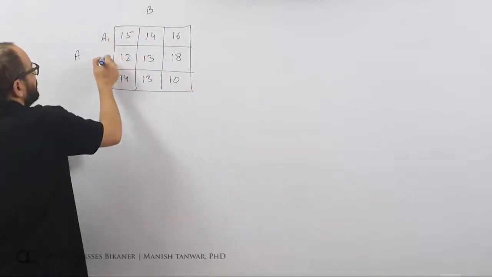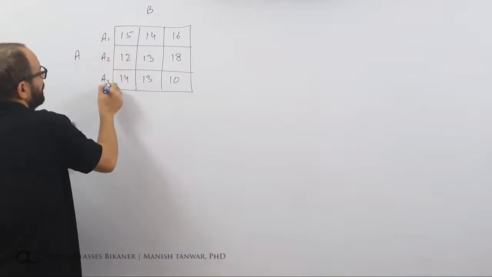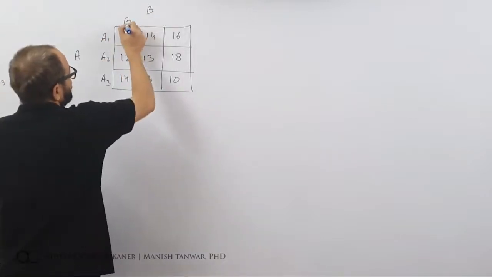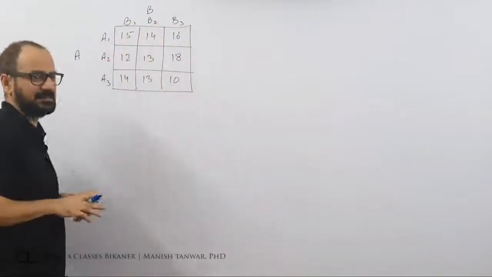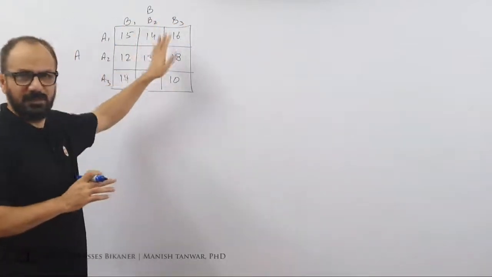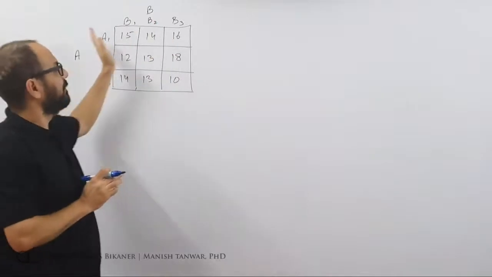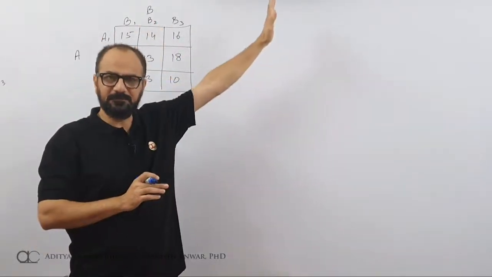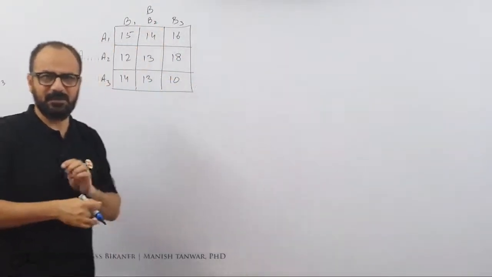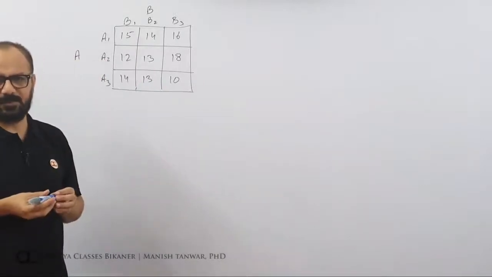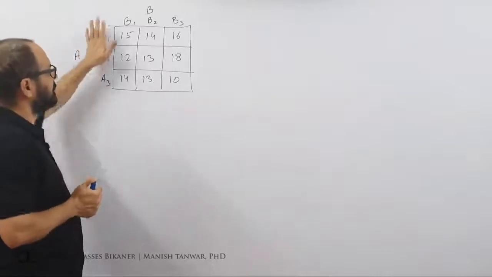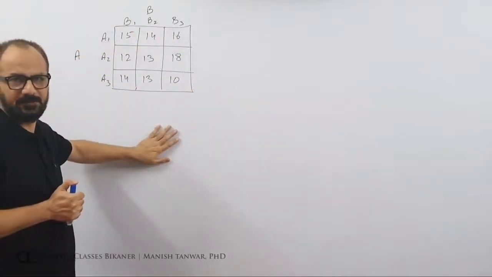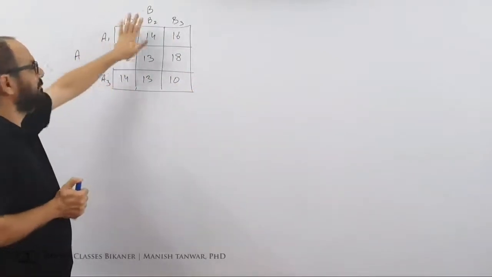A has strategies A1, A2 and A3. B has strategies B1, B2 and B3. What are these strategies? These need not necessarily be 1, 2, 3. These could have been A1, A2, A3 and B1, B2, B3, B4, B5. Any particular combination is possible as we saw in our previous video. So, this time we are having this kind of payoff that is given to us: A1, A2, A3, B1, B2, B3.